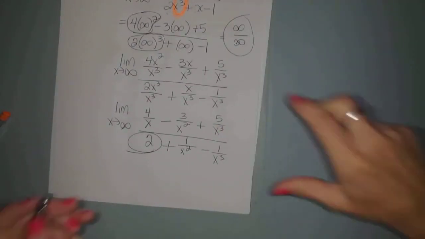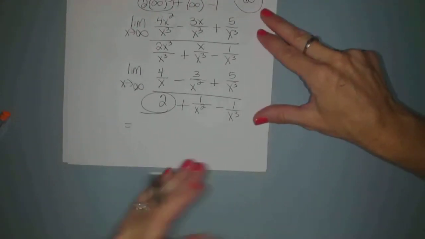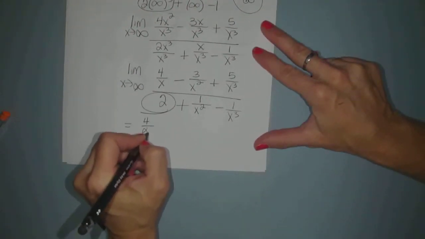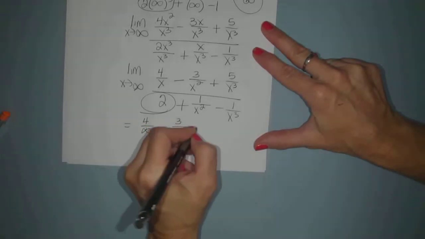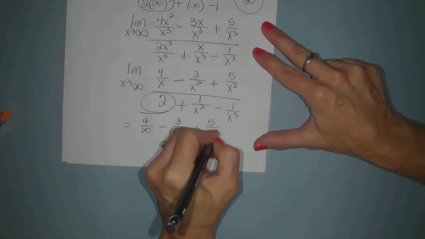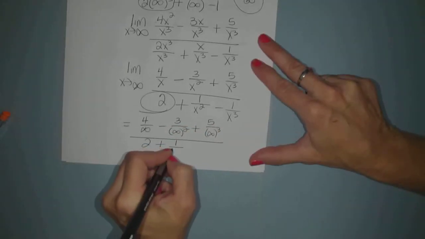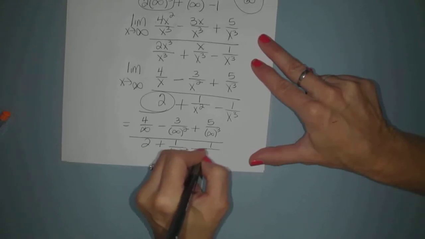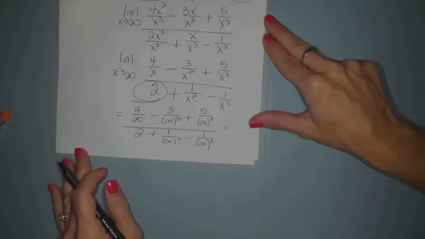Getting hair all over the place here. So when we plug infinity in one last time, we're going to get 4 over infinity minus 3 over infinity squared plus 5 over infinity cubed all over 2 plus 1 over infinity squared minus 1 over infinity cubed.